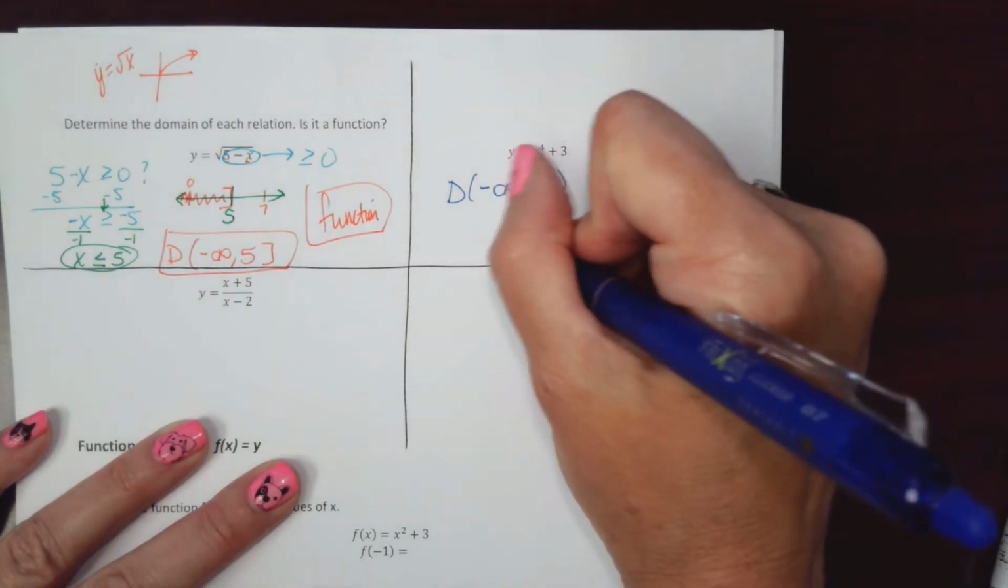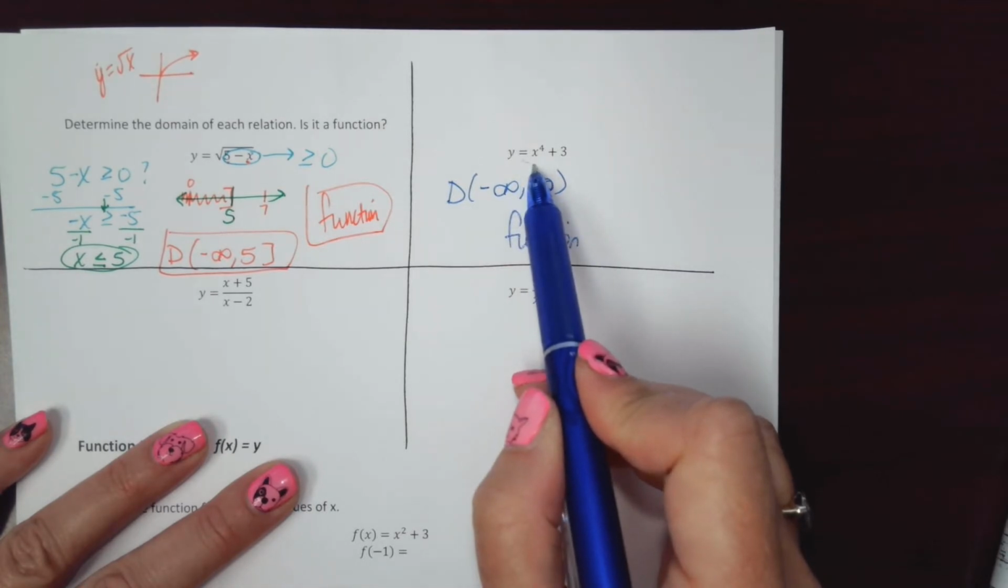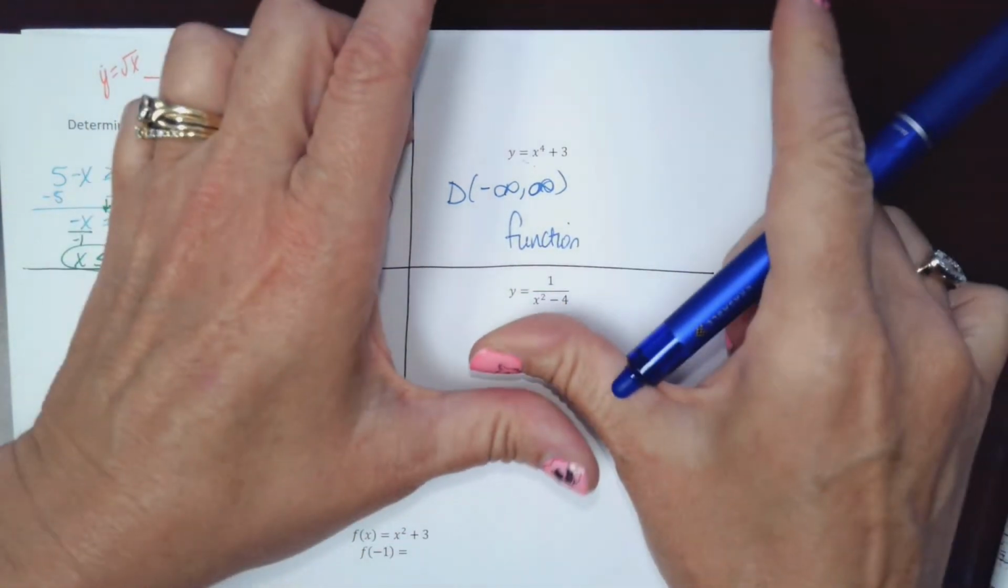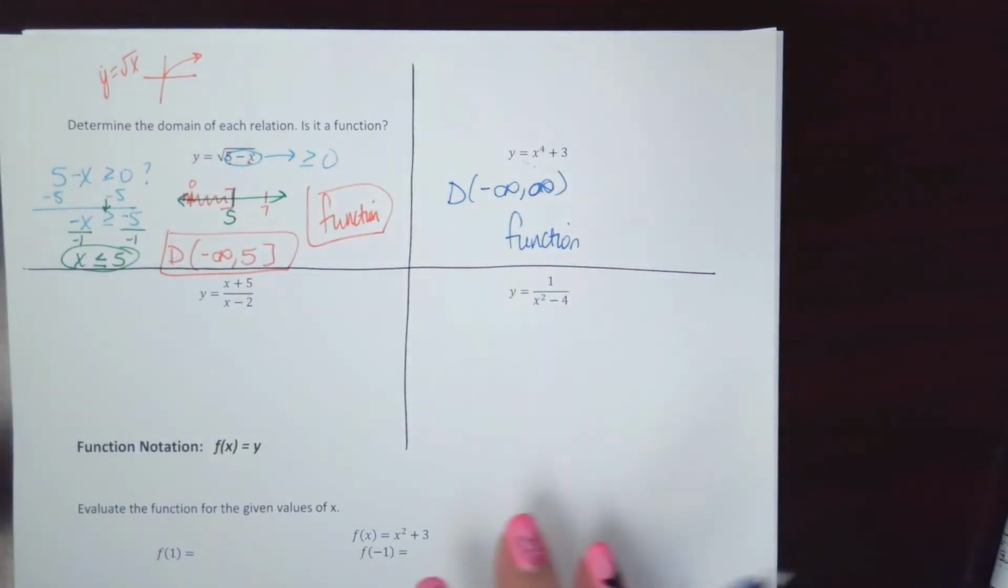So this is going to be a function. In fact, this is going to look a lot like an x squared function. It's just going to be wider. Instead of a parabola, it's going to open up wider, probably at the base.